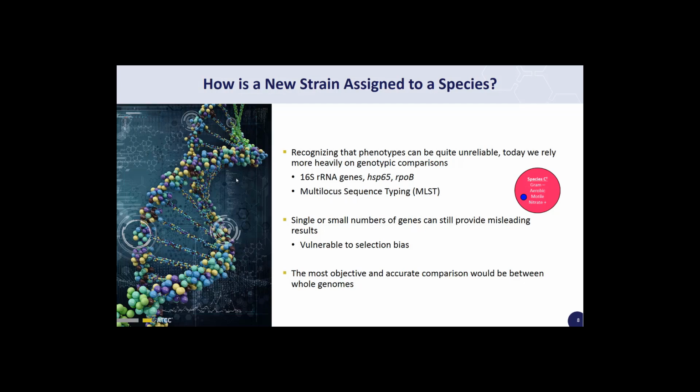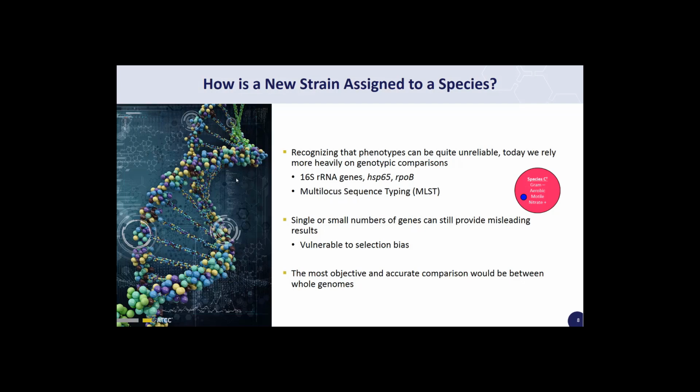In particular, these techniques can be vulnerable to selection bias. In picking the gene or genes to use for comparison, you might be choosing the one gene where very similar bacteria just happen to be different, or you might be choosing the one gene where very different bacteria just happen to be similar. Naturally, increasing the number of genes used in the analysis reduces this risk.